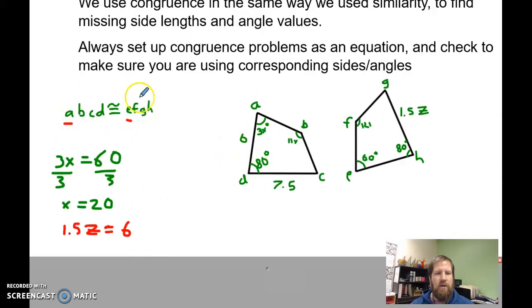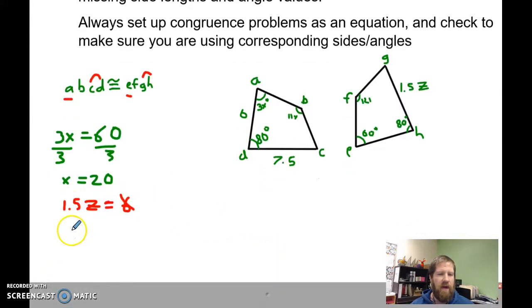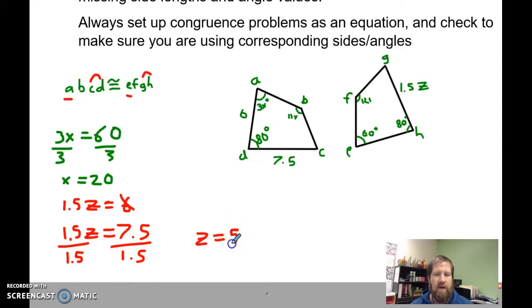You need to go back to your congruency statement and say, okay, I'm looking for the side G to H. That's going to be right here, the last two letters of this figure. So it's going to be the last two letters of this figure, C to D. Well, that's not 6, right? C to D is 7.5. So my equation should be 1.5z is equal to 7.5. And then divide 1.5, divide 1.5. Z is equal to 5.